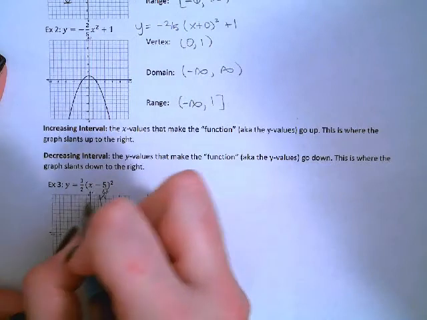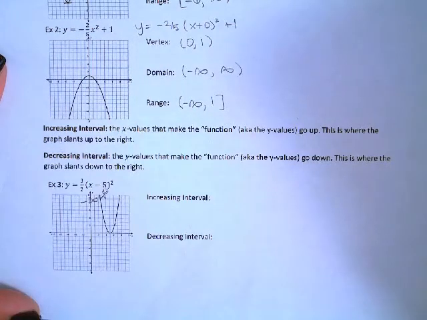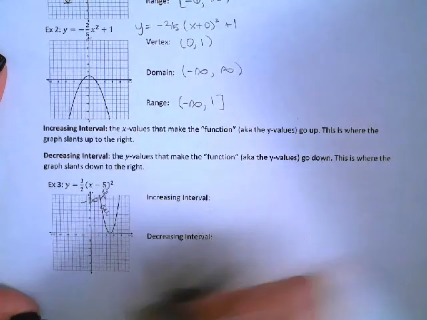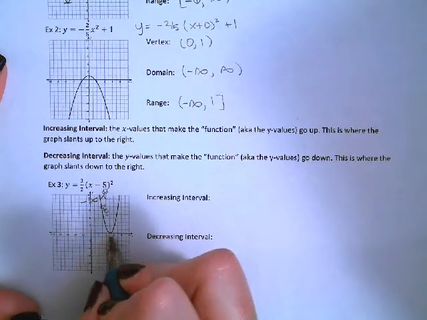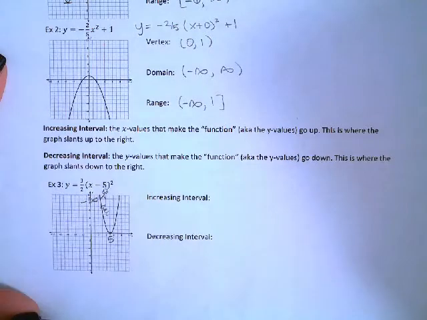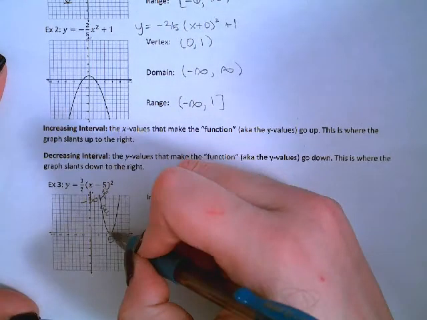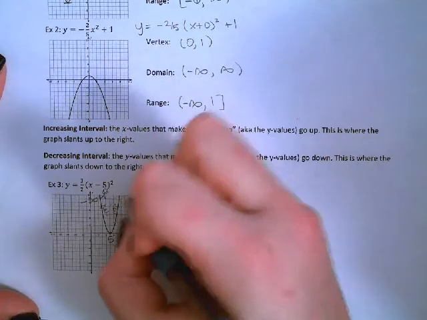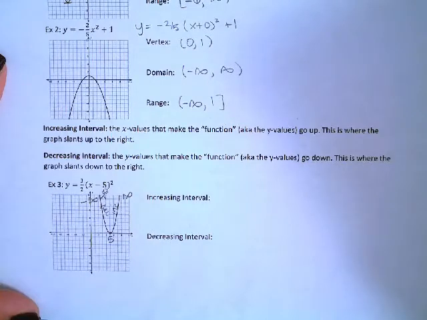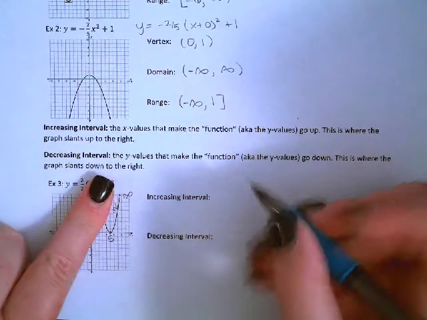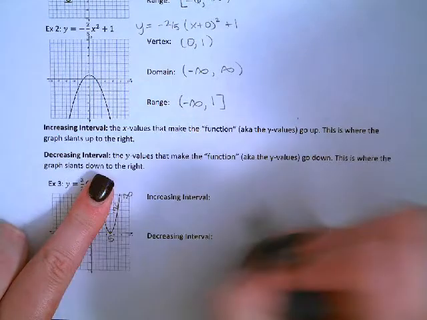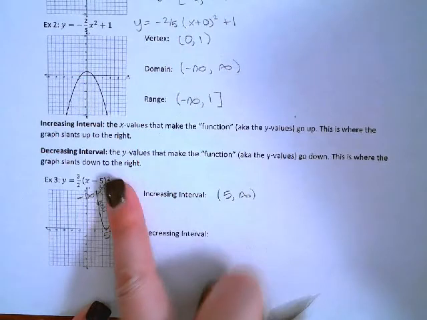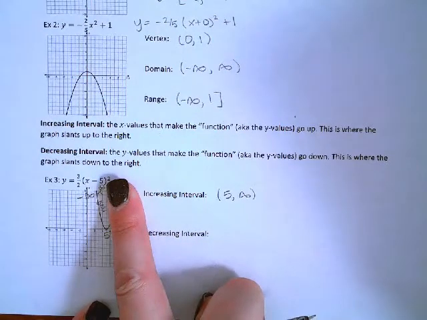And he starts at a left arrow, which is negative infinity. And you can see that he's going downhill to start with. And then he hits the vertex, which has an x value of 5. And then after he hits the vertex, he goes up, so he's increasing. And he's increasing to a right arrow, which is positive infinity. So the increasing interval is from 5 to infinity. And the decreasing interval is from negative infinity to 5.